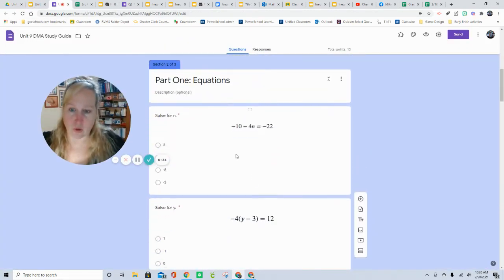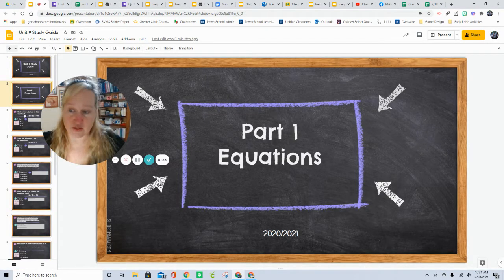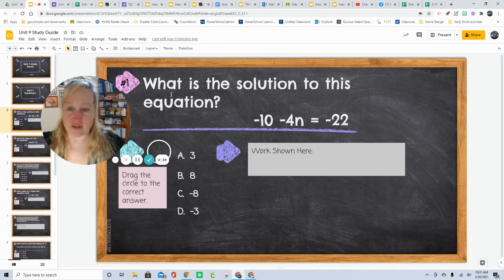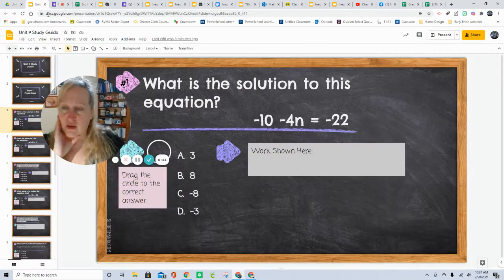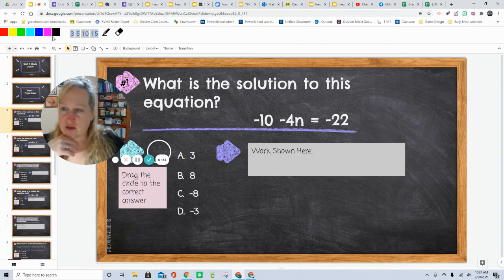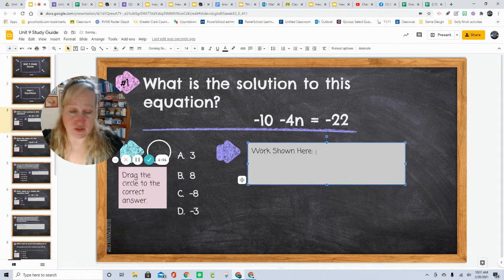So starting at part 1, equations. Again, part 1, equations. The first problem is, what is the solution to this equation? So see how it matches? Solve for n. What is the equation for the solution? So I have to do the math portion of this, and I will do that simply by solving this equation up here. So work shown here. I'm going to type it. You're going to be doing this on your desk. You should have already done this on a piece of paper or on your desk, and then come here to see if your answer is correct.